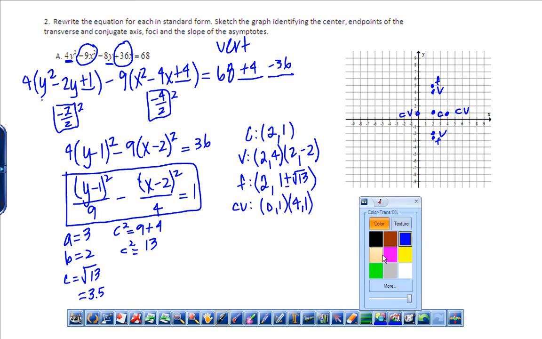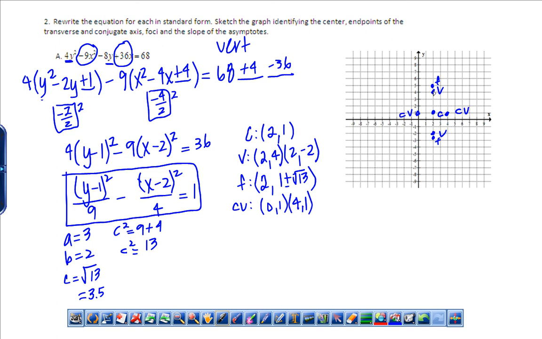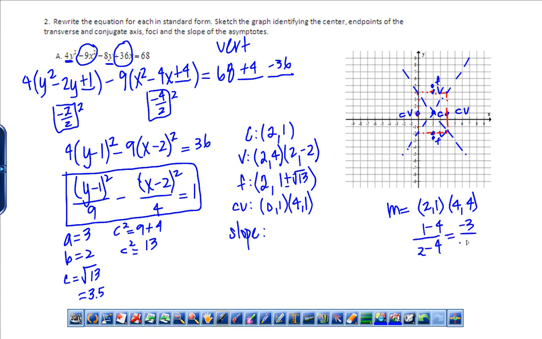Okay, this is when I'm going to draw a box connecting all my vertices. Now from the corner of your box, through your center and to the corner of your box, that's your asymptotes, your slant asymptotes. And so I'm going to go over how to do my slope. I'm going to take my center point, which is (2, 1), and my corner, which is (4, 4), and do change in y over change in x. That gives you -3 over -2, so that's a slope of 3 halves and -3 halves. So you have to do the positive and the negative.